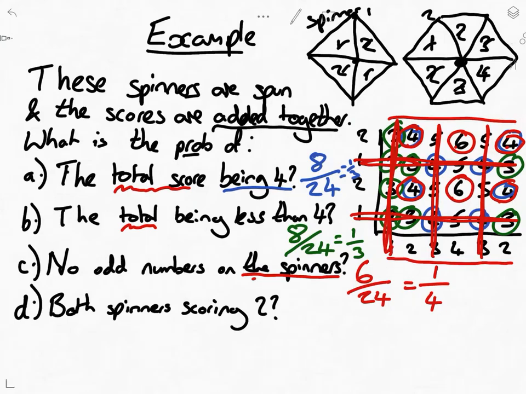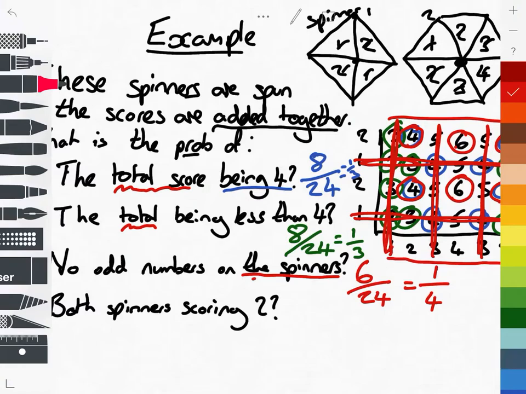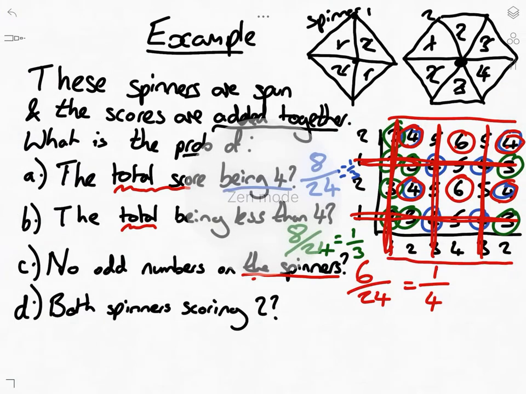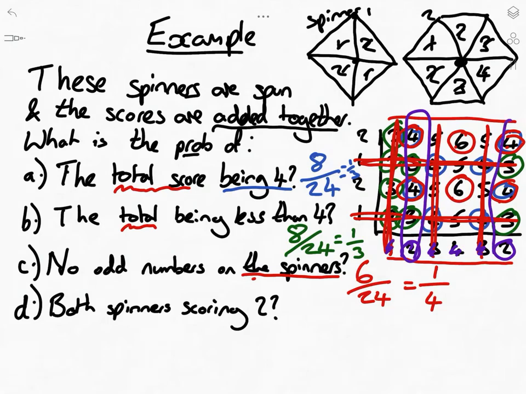Okay, now the last one. Both spinners scoring 2. Let's go purple. So both spinners scoring 2. So this is, well, we look at the first spinner. That's a 1, so we can ignore it. 2, so we want this one. Ignore this, ignore this, ignore this, and a 2. So it's going to be all these ones is when spinner 2 gets us a 2.